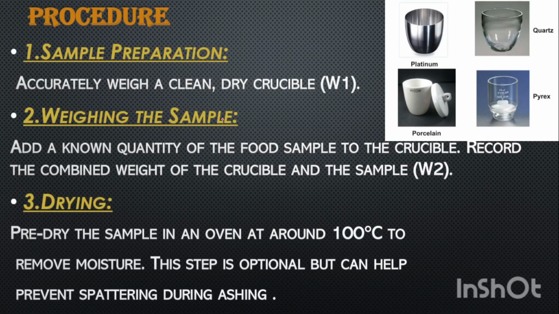Place the crucible in a muffle furnace and heat to 600 degrees centigrade. Keep it for 2 hours. At this temperature, all organic matter will be burnt, leaving behind minerals. Remove the crucible from the furnace carefully and cool it in the desiccator to room temperature and weigh again.